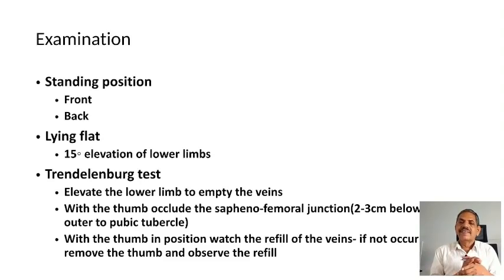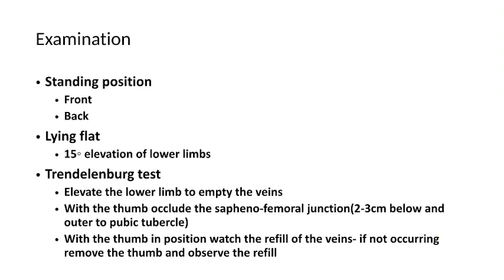The definite, useful sign is the Trendelenburg test. Elevate the lower limb to empty the vein as mentioned earlier, with the thumb occluding the saphenofemoral junction, that is 2 to 3 cm below and outer to the pubic tubercle, and with the thumb in position, you have to ask the patient to stand and watch for refill of the vein.